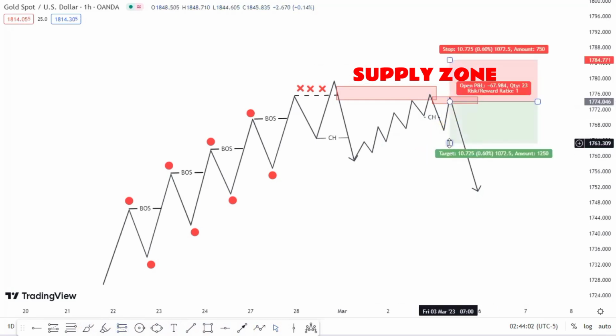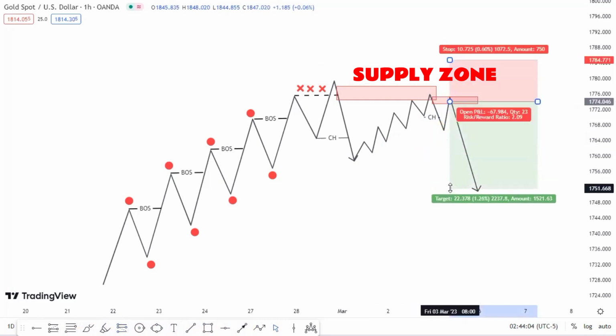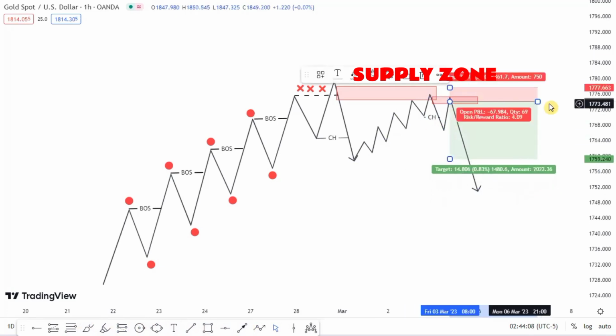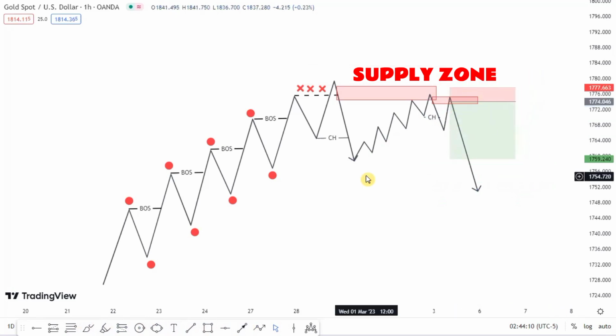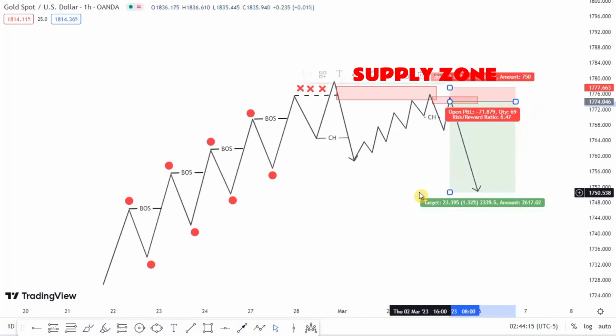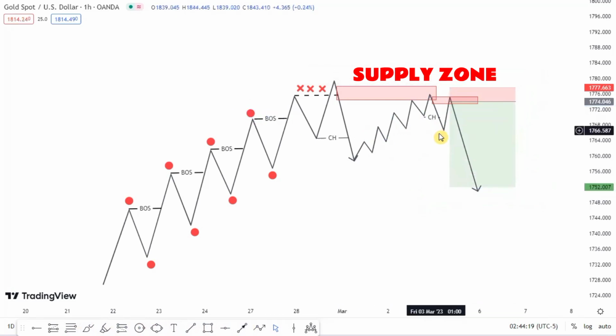You take your sales from there, and you target the lows. Your first take profit can be somewhere around there, which is very conservative. When it hits that take profit, the first thing you're going to do is move your stop loss to break even. Let me just adjust this a little bit.